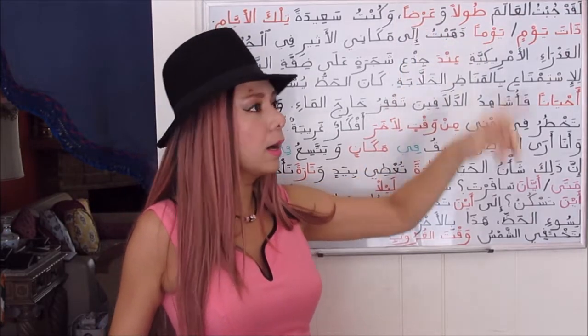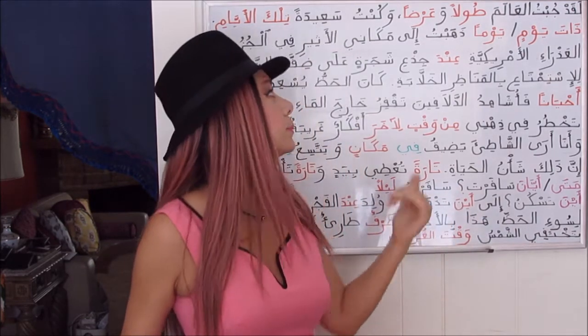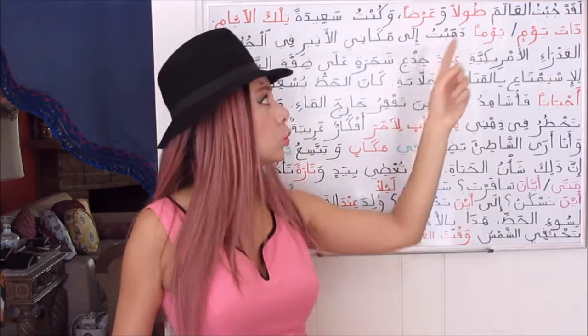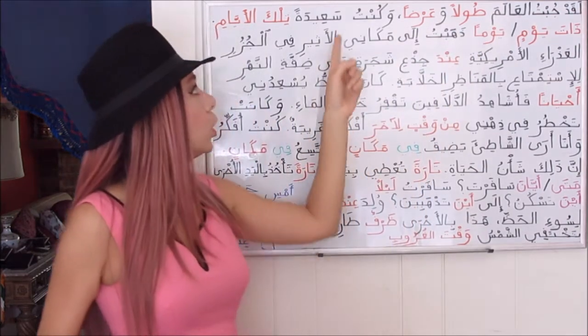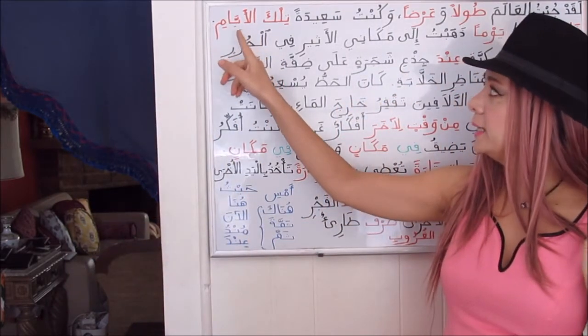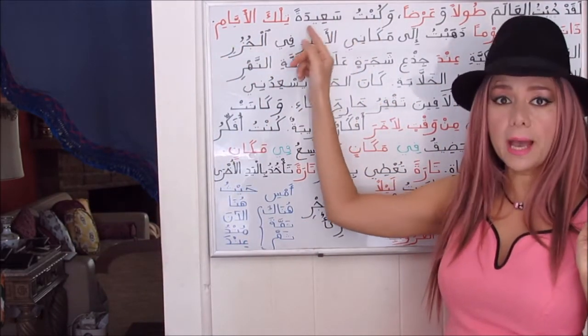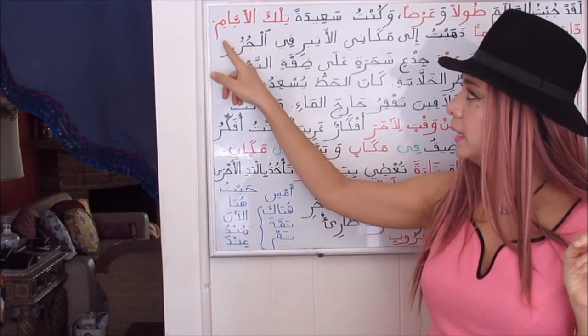So these are adverbs of place. ظروف زمان. ظروف مكان. Adverbs of place. And in the accusative with double فتحة. طولا وعرضا. وكنت سعيدة تلك الأيام. I was happy those days.